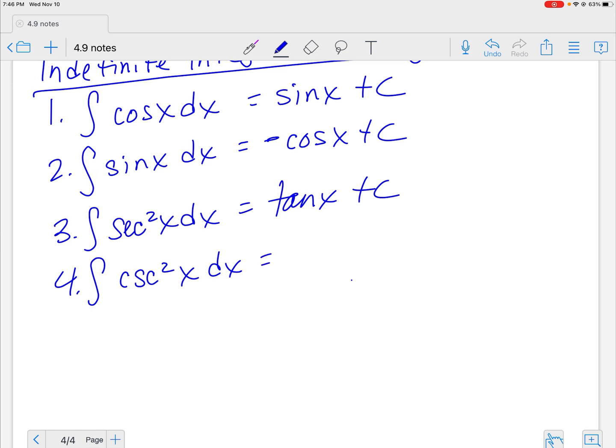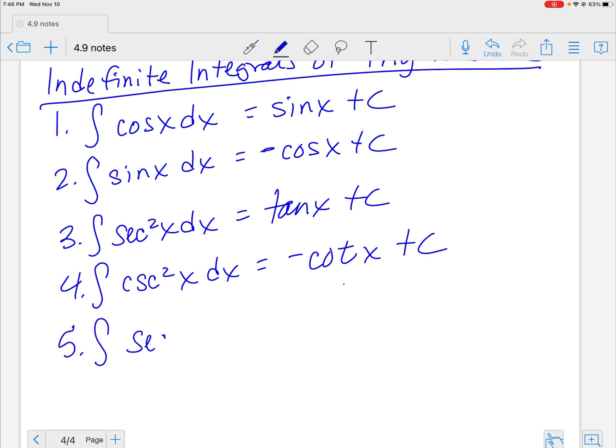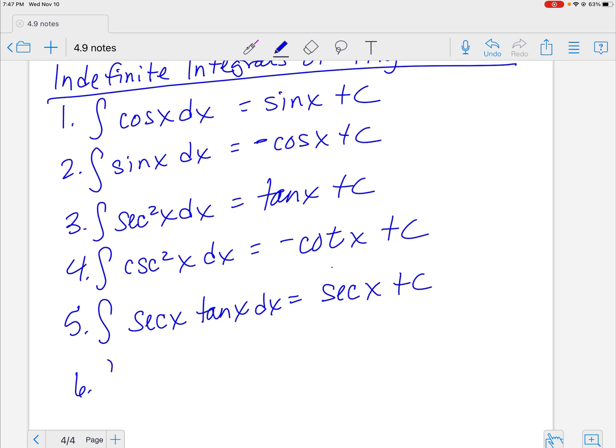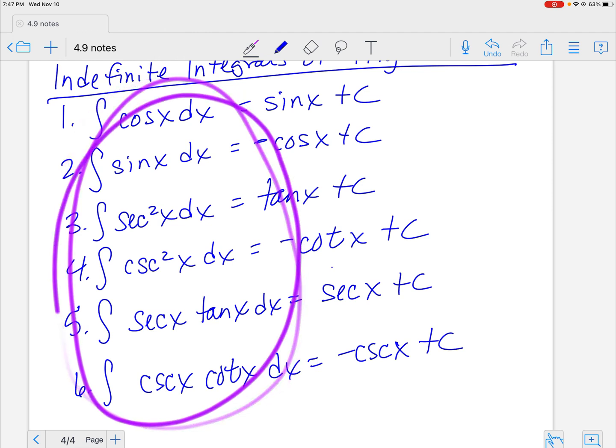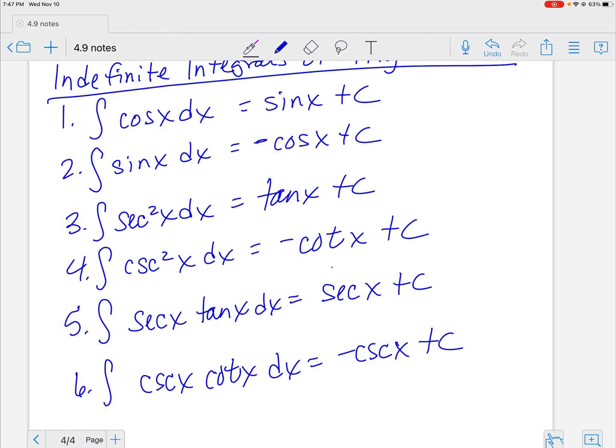Cosecant squared x dx, what's that anti? Negative, good, and you have to account for that negative, right? Negative cotangent x plus c. What if I have secant x tangent x? That is, yep, secant. And it's not a cos, so I don't have to worry about it, right? I'm going to scoot this up just a little bit more. Number 6 here is cosecant cotangent. So which one is that? Negative cosecant. And it's the last one that we were looking at, so we know it's going to be that. So now the antiderivatives are what we're starting with here, taking it into our trig functions.